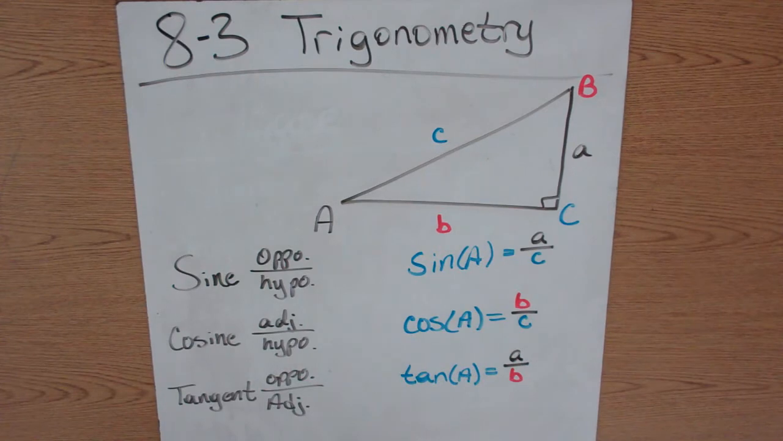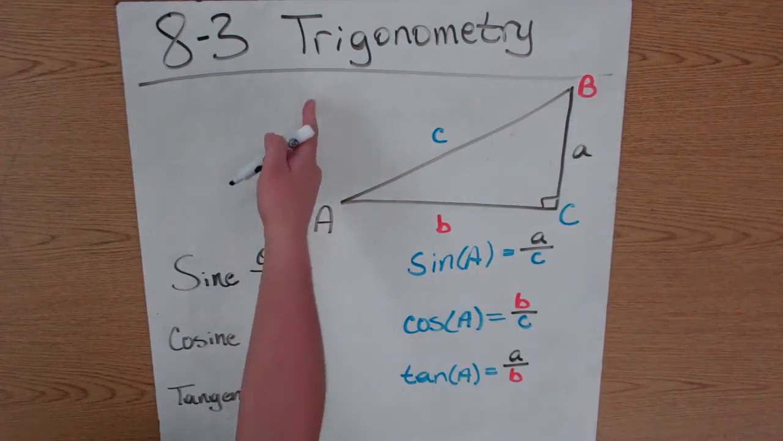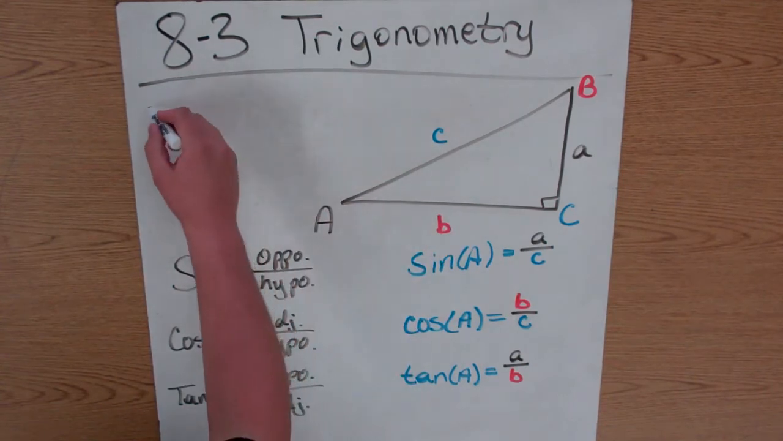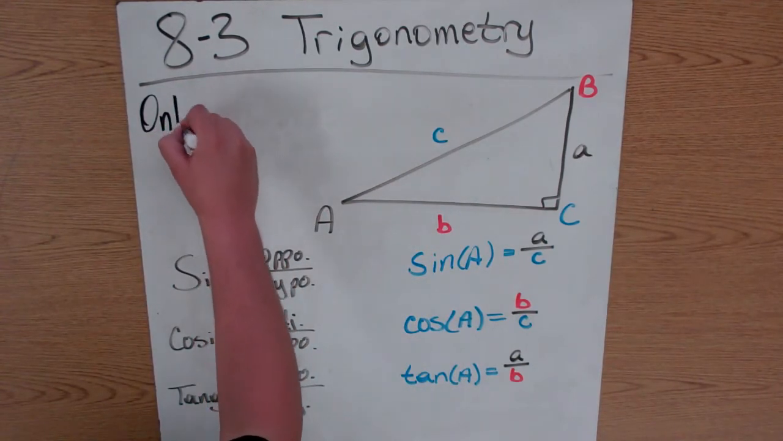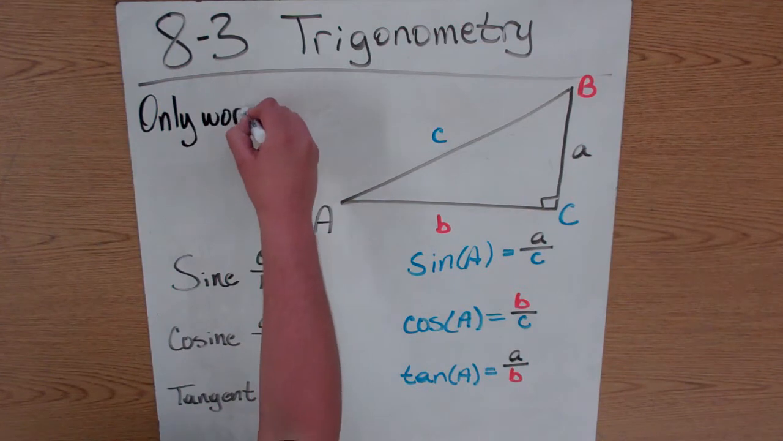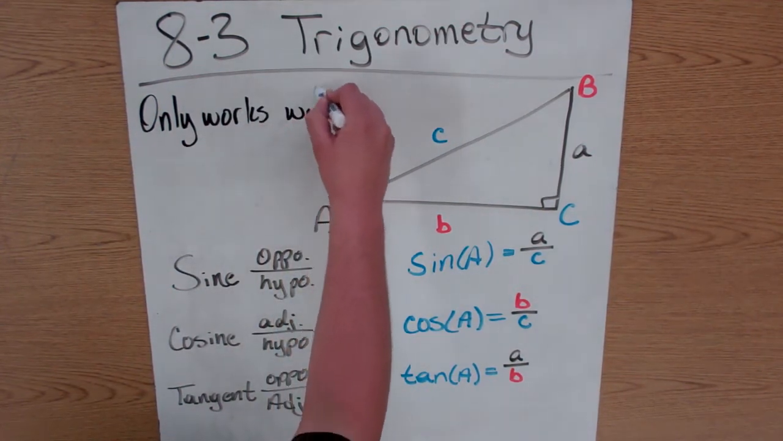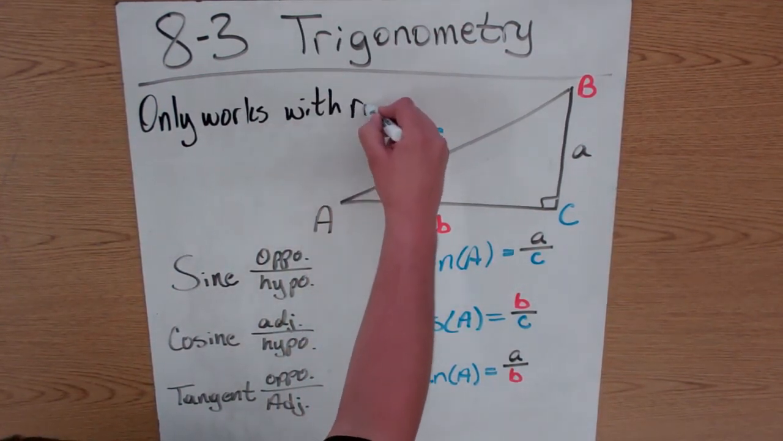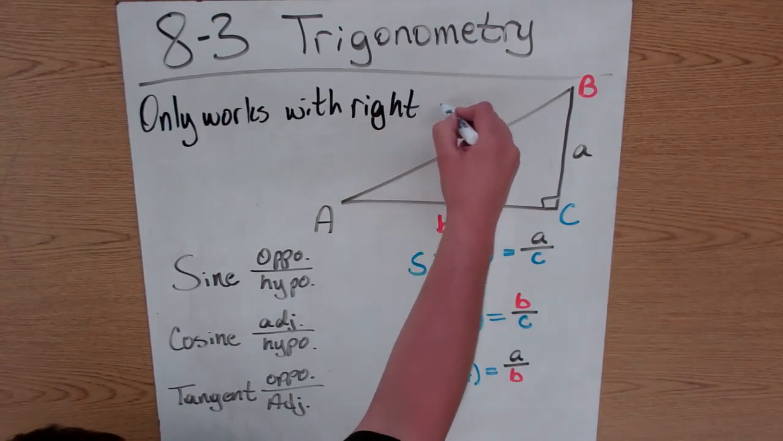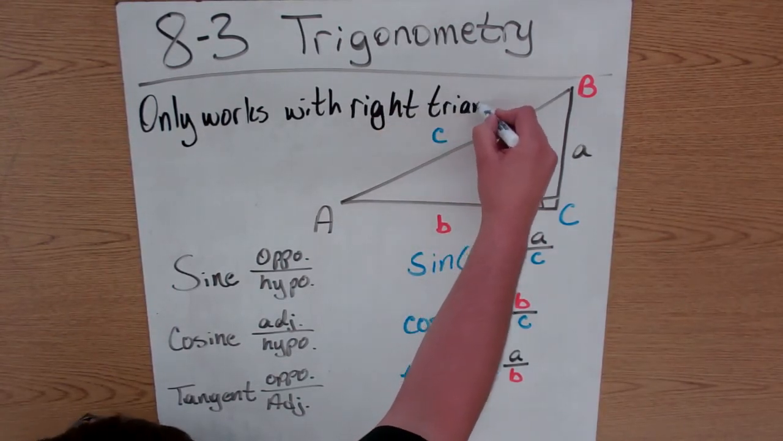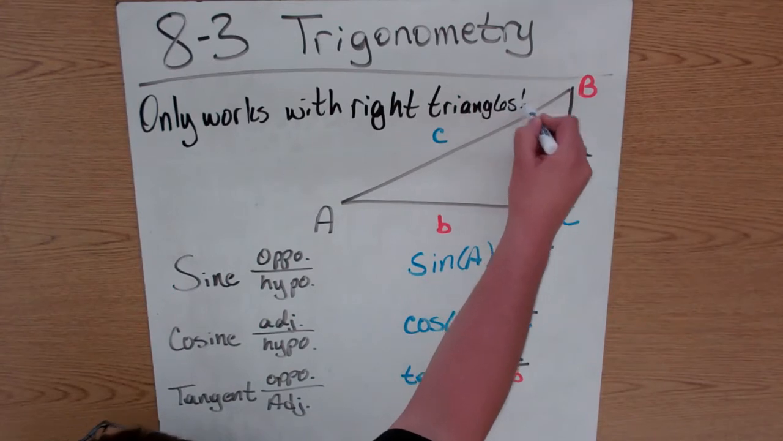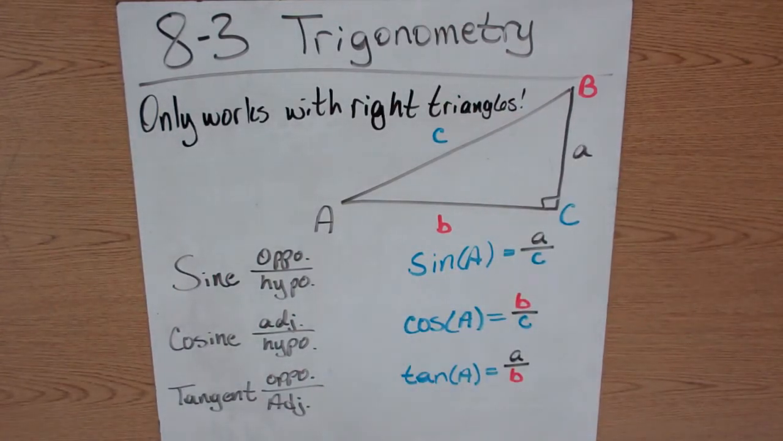We dealt with special right triangles in the last video. So trigonometry only works with right triangles. Don't try to use this with any other type of triangle other than a right triangle.